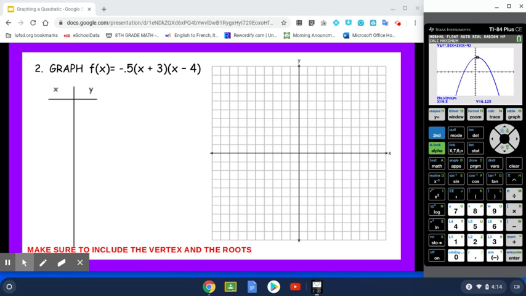So right now, you're going to make your table, and then you're going to put in the middle, and I'm going to box it out so I know to get some points above and below. That is 0.5, 6.125. That has to go in your table, okay?